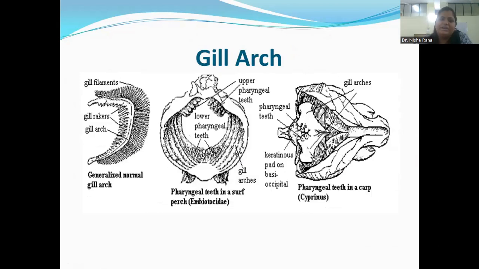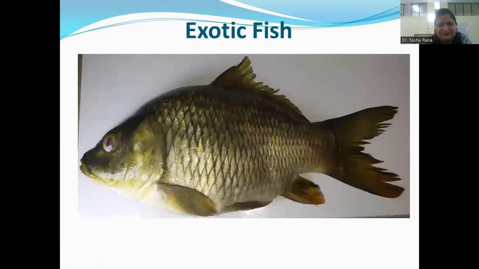So you can identify on the basis of gill arch that this is a normal, generalized gill arch. This is the pharyngeal teeth of surfperch. This is the pharyngeal teeth of carp, that is, Cyprinidae. As you know, Cyprinidae is the largest family of fishes. So this is an image of a fish showing the exotic fish.